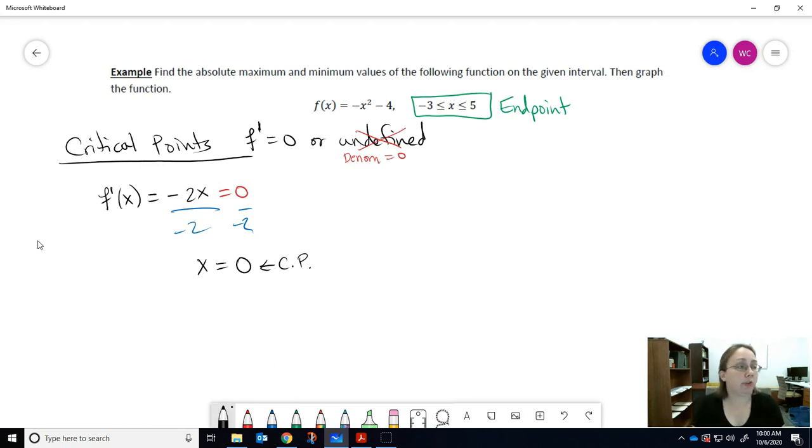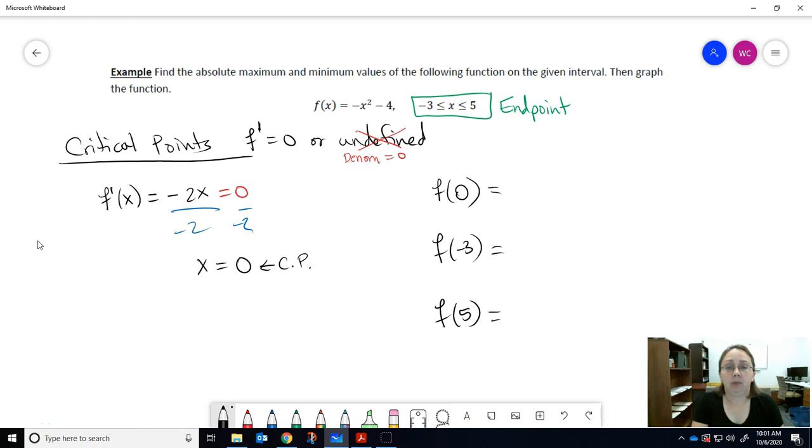So step 1, find all the critical points. Step 2, evaluate. So take your function, plug in your critical point and your endpoints. So -3 and 5. Critical point, endpoints, find out what you get.